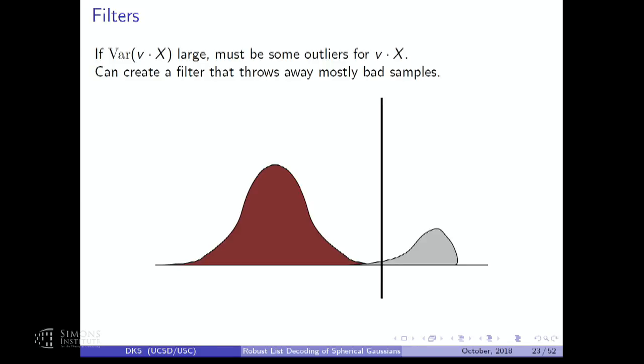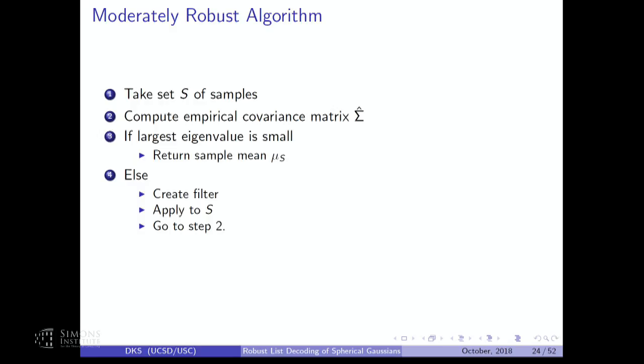So what you can do is project onto this v direction, and it'll have to be the case that there are a bunch of sample points that are pretty far out from the mean. And just by inspecting things, you should be able to find a threshold beyond which, well, maybe you can't say that everything beyond that threshold is a bad point, because of course some of your good points will be very, very far from the true mean. But you can at least say that most of the points that you're throwing out are going to be bad samples. And so this gives us a pretty clean algorithm.